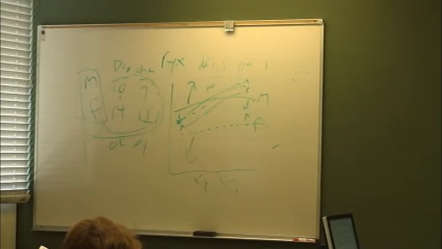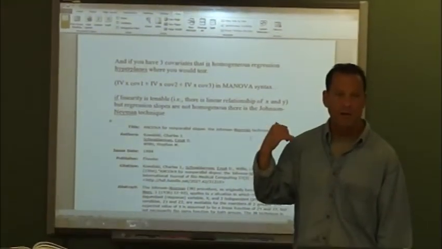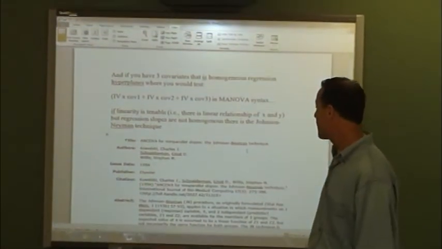Zach, being the kind of guy he is, wants to have 3 covariates: IV times covariate 1, plus IV times covariate 2, plus IV times covariate 3, in MANOVA syntax. So you can test the assumption of homogeneous hyperplanes. I have not found a way to do it in the GLM. I'm sure there's a way, and I played around with this for a while using programming language, but I couldn't replicate what I do in MANOVA.